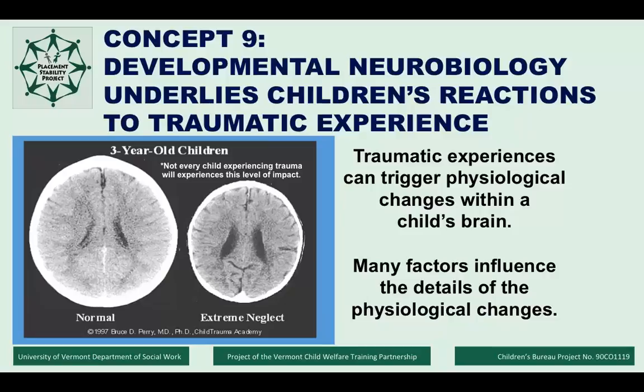Many factors influence the details of the physiological changes, including the developmental stage of the child when the trauma occurs, as well as, but not limited to, the extent of the trauma exposure. Exposure to multiple or ongoing traumatic experiences may put a child at a greater risk of neurobiological changes, as the brain operates in primitive functioning, seeking safety and protection from the trauma and future triggers of the trauma.